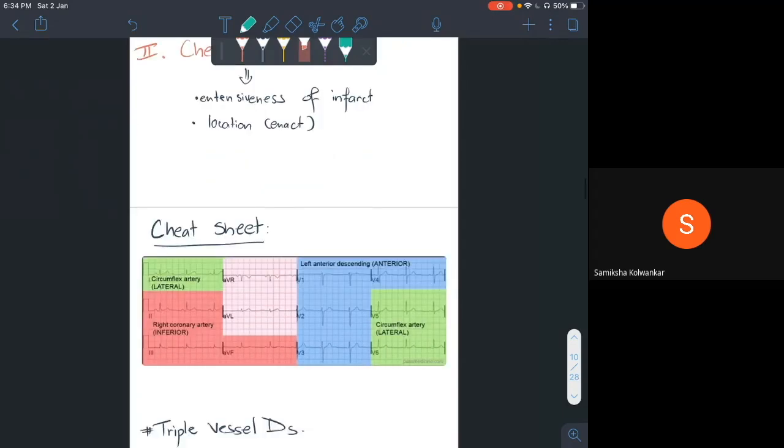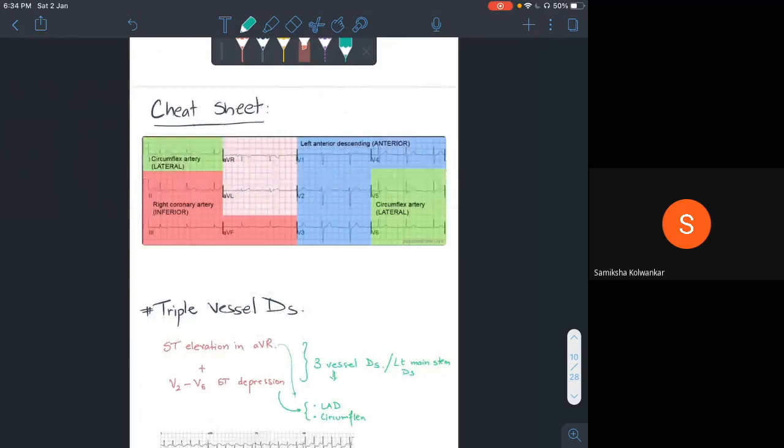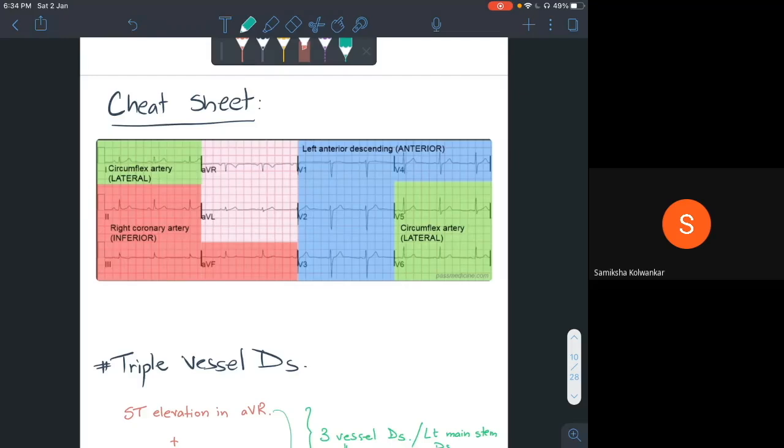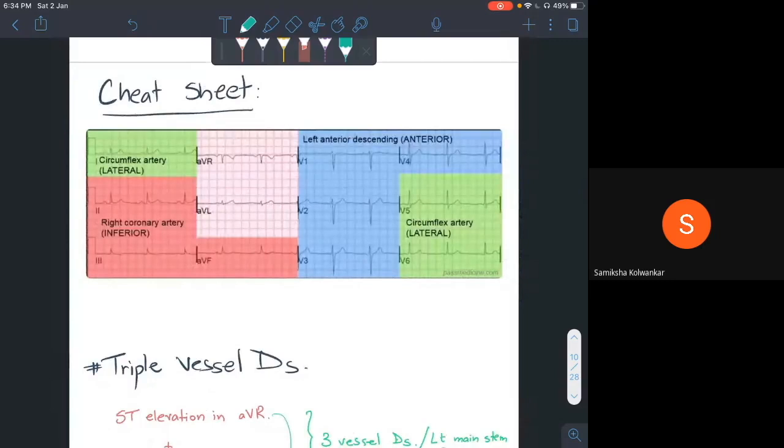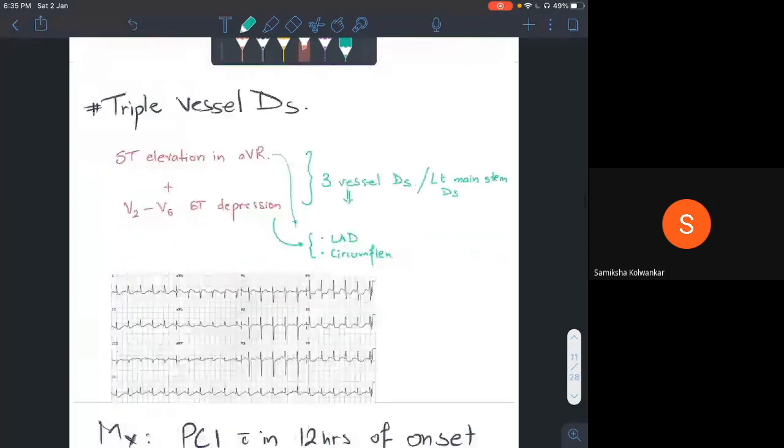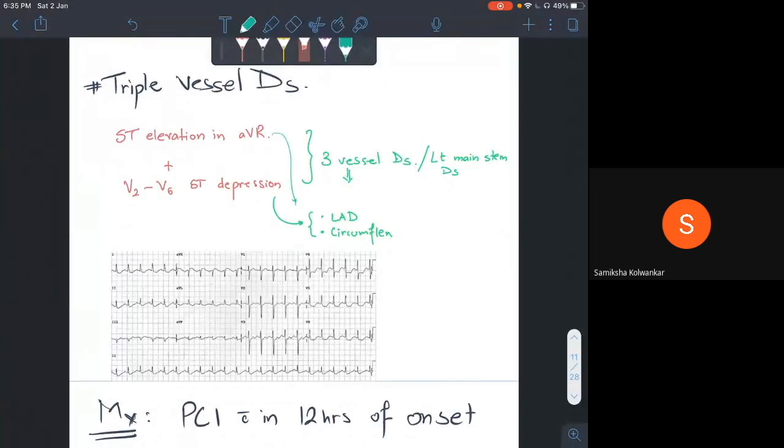But if you feel like you're one of those people who needs something to remember for the exams and can't really sit and go through this whole process, there's this cheat sheet which is available. I'll be sharing this whole notes document with you after this session is over, and you can just remember this. It's a very simple understanding of which arteries are involved in which leads. So wherever you see the ST elevation, you just need to remember which arteries supply which leads, and you can answer that question quickly.